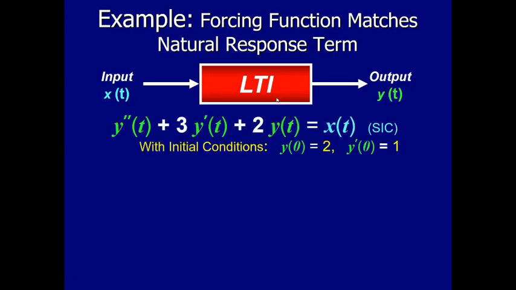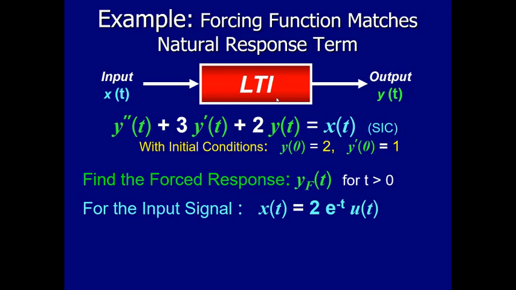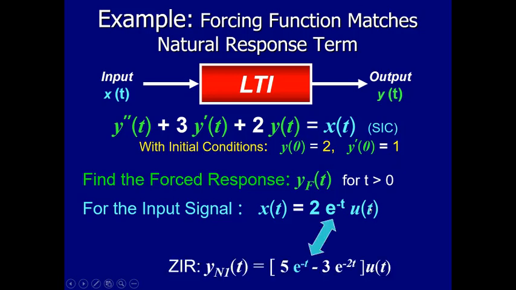Now, what if we solve that same problem with some set initial conditions and wanted to find the forced response where the input signal happened to be 2e to the minus 1t u of t. Now this is a case where we are working with that first special case condition. Our forcing function, our input signal, e to the minus t, has the same form as one of the terms in the natural response. If we had solved the zero input response for these particular initial conditions, we would have seen that the zero input response is 5e to the minus t minus 3e to the minus 2t u of t, and we'll leave that to you to prove.